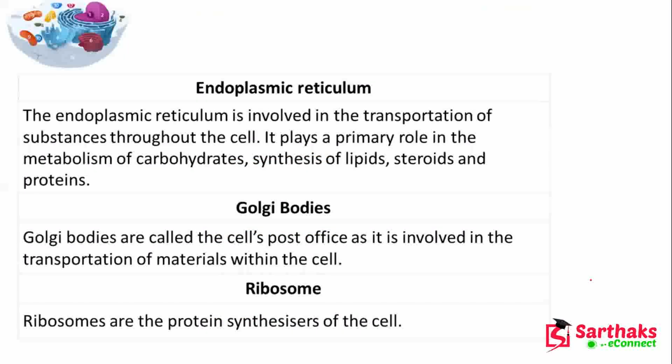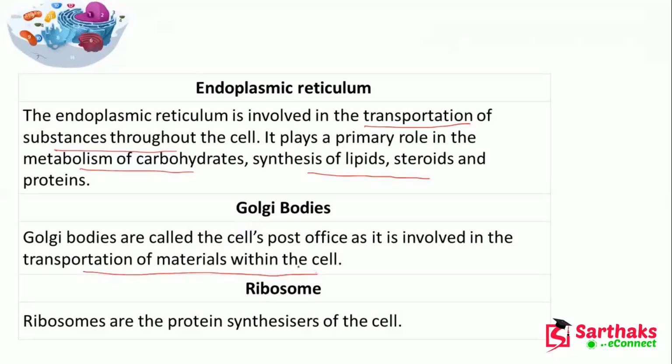And endoplasmic reticulum is involved in the transportation of substances throughout the cell. The main thing is the metabolism of carbohydrates, and it does the synthesis of lipids, steroids and proteins. Golgi bodies are called the cell's post office, because they transport materials within the cell. And ribosomes are called the protein synthesizers of the cell.